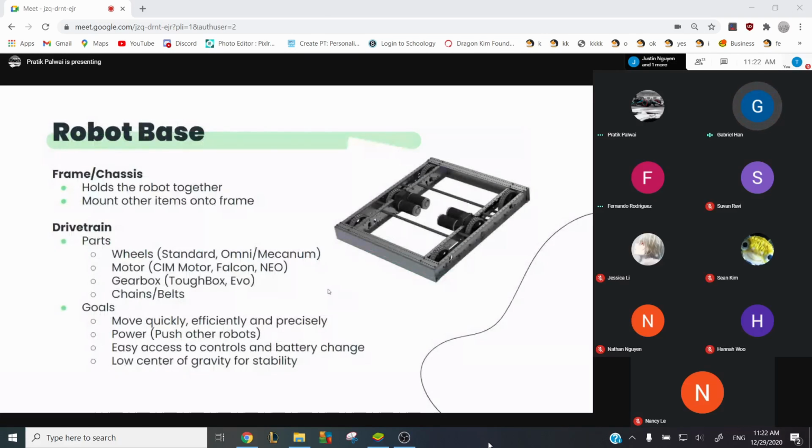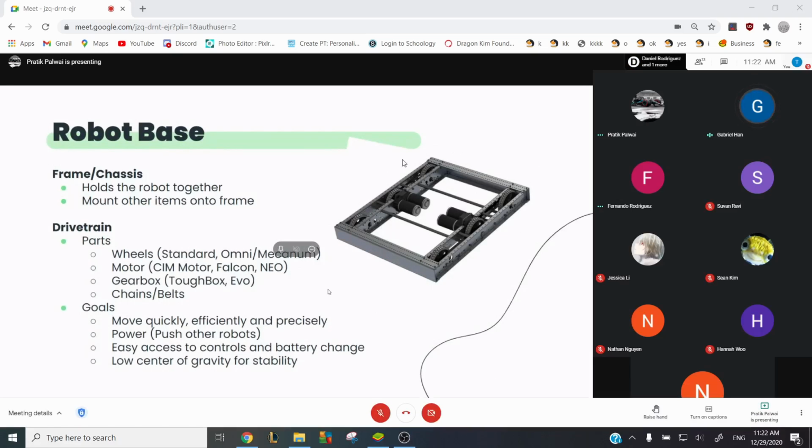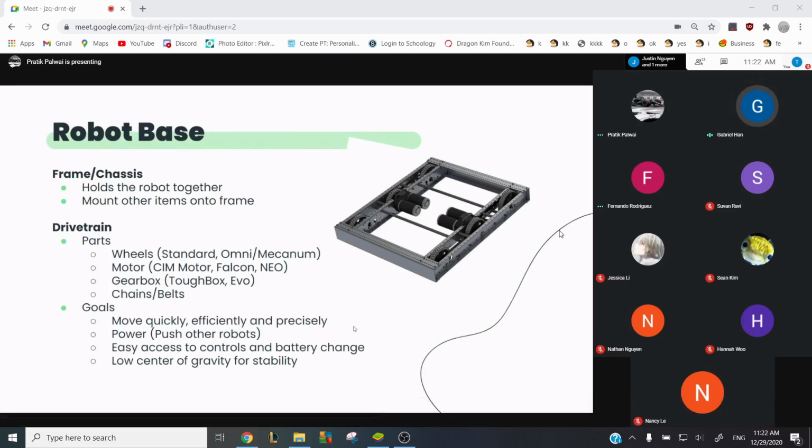So the first one is robot base. So the robot base can be split into the frame or chassis and then the drivetrain. So the frame is basically, if you look on the right picture, the metal pieces that are holding the robot together. So everything that you're going to build is going to mount onto that frame. So you first build the frame and you can mount everything on there later.